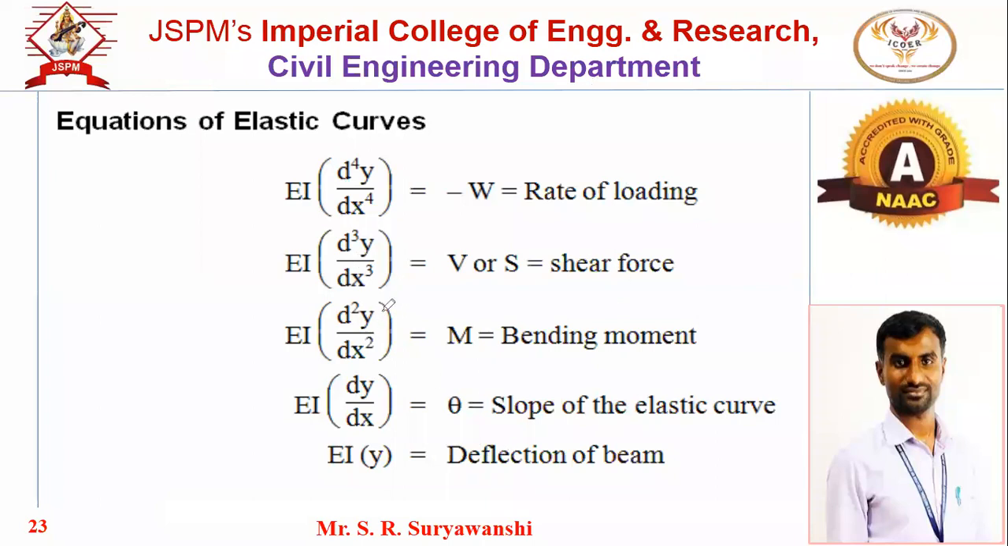Then d2y by dx square is nothing but the bending moment from simple bending theory. We have derived this equation from simple bending theory, where you consider the curvature of the beam. So d2y by dx square is the bending moment. Then d3y by dx cube is the shear force, and d4y by dx raised to 4 is nothing but the rate of loading.